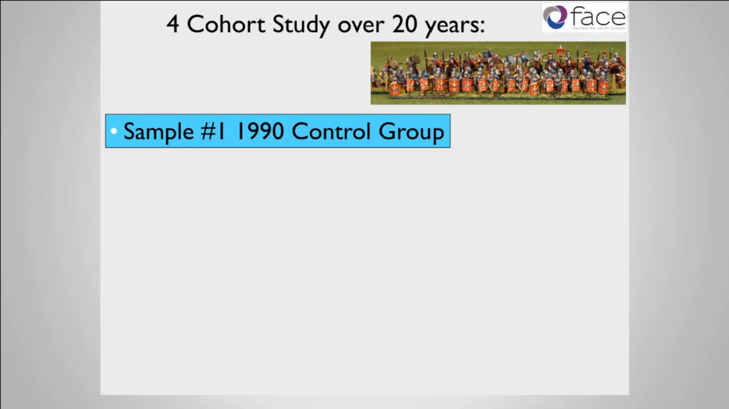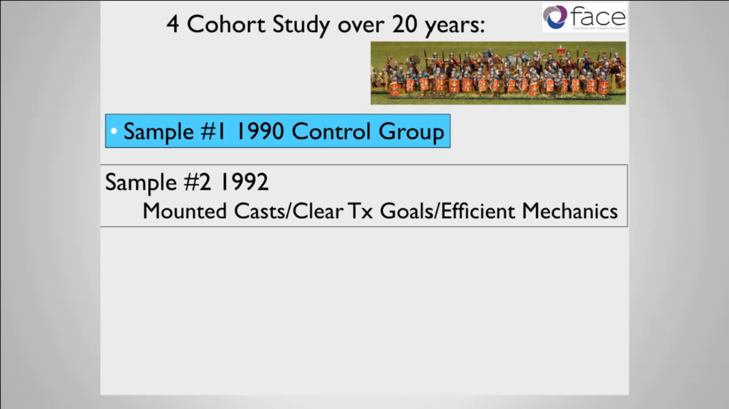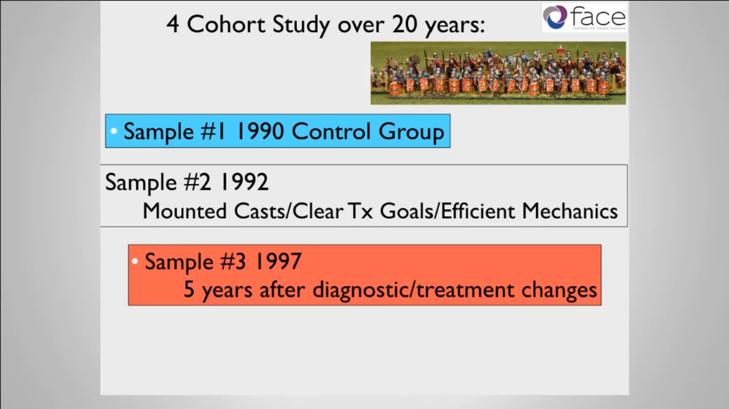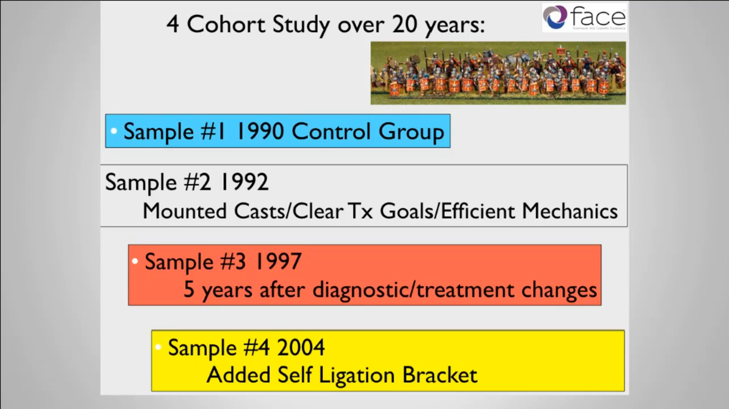With that as the background, what I have studied over time is 4 cohort studies over 20 years. I took 100 consecutive patients who I started in the January of the year noted. I had a control group, and then my sample cohort group was I made more accurate diagnosis with a mounted cast, clear treatment goals, and a more conscious effort for treatment efficiency. And then 5 years later, I did a similar cohort study with 100 consecutive patients. And then we measured this.